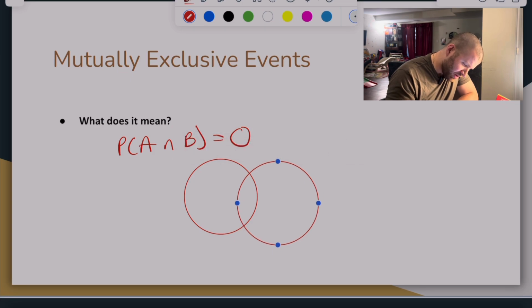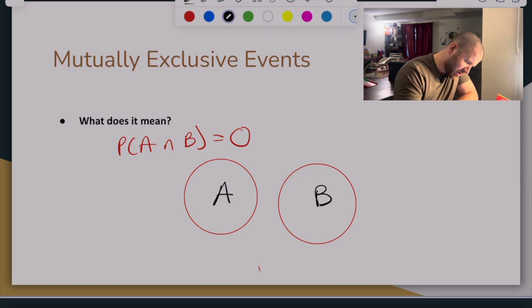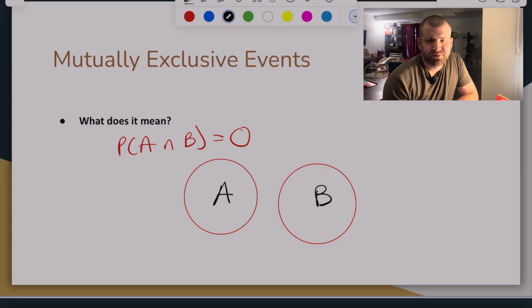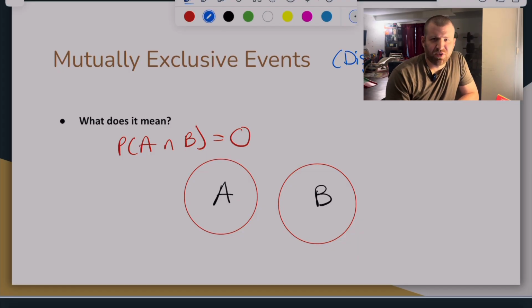Right? It would be a Venn diagram where literally it's like this. You have absolutely no overlap at all. Here's A, here's B, and there's absolutely nothing overlapping. Right? So like when you flip a coin, you can't land on heads and tails at the same time. The other word for this that you may see is disjoint, which I actually think is a great word because it helps to illustrate what the Venn diagram looks like.